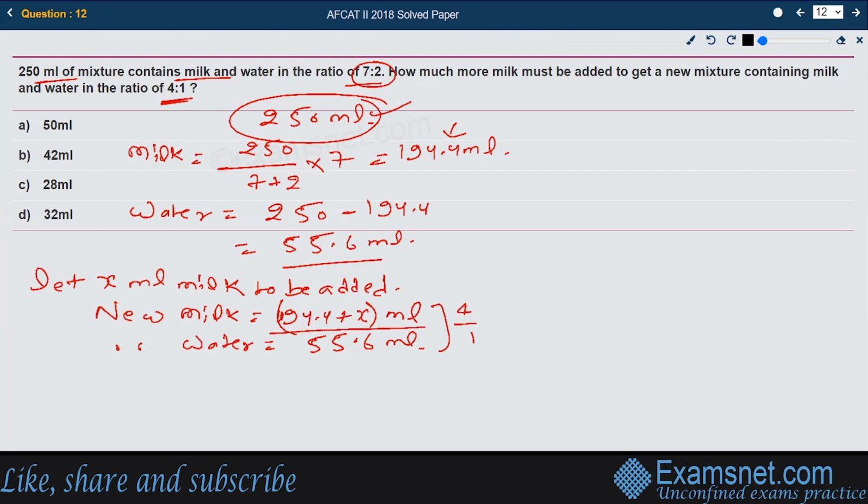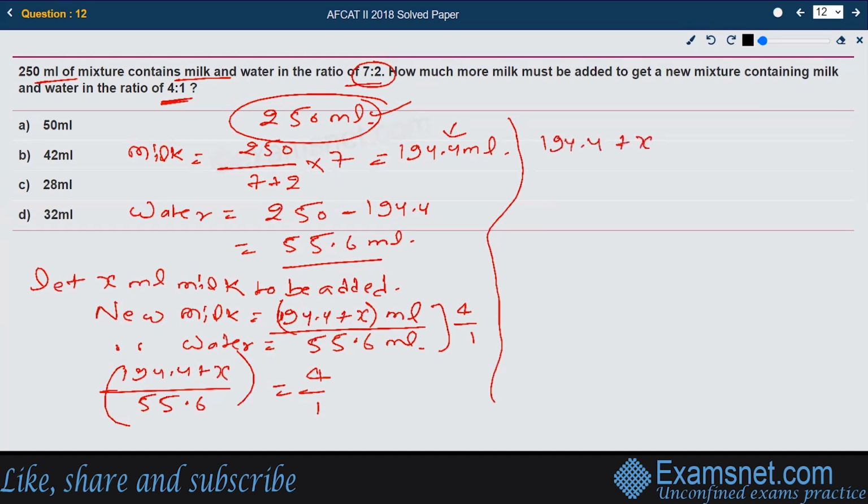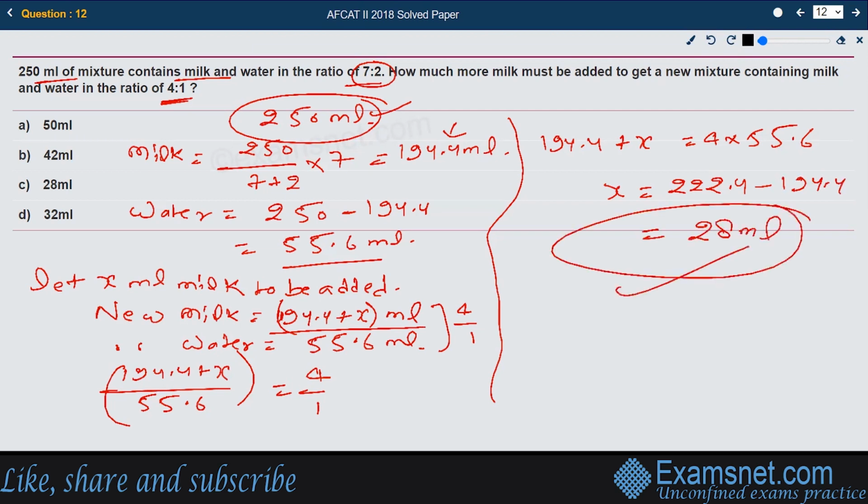So let us use this. We have to do 194.4 plus X divided by 55.6, and we have to make this ratio 4:1. If we cross multiply, we get 194.4 plus X is equal to 4 times 55.6. If I further solve this equation, my X comes out to be 222.4 minus 194.4, and this finally comes out to be 28 ml. So how much milk is to be added to maintain the ratio 4:1? The answer is 28 ml. That is option number C, going to be my right answer.